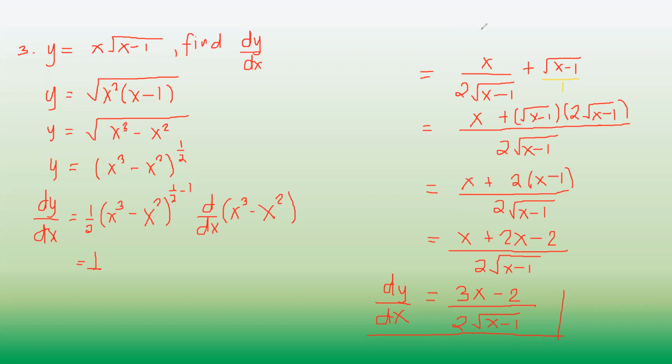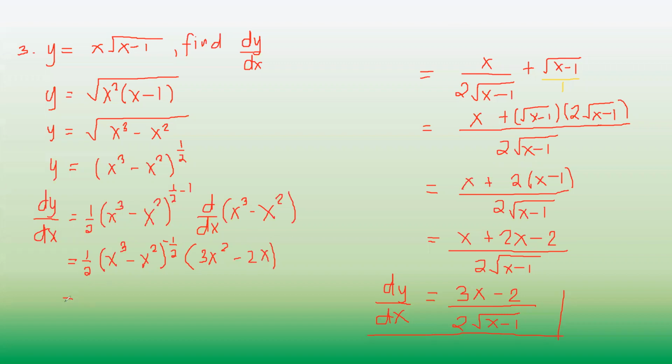Ayusin natin. So we have 1 half times x cubed minus x squared raised to negative 1 half. 1 half minus 1 is negative 1 half. Tama ang exponent. We have 1 half. Kaso siya ay negative. Yun. Then, differentiating x cubed minus x squared, we have 3x squared. Diba? 3 minus 1, minus 2x for x squared.